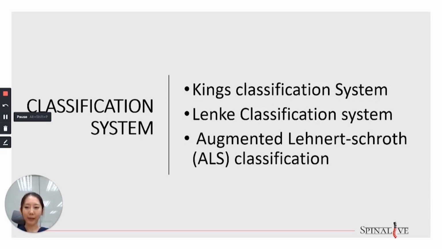So oftentimes we do classify scoliosis as a right thoracic curve or left thoracic curve, or levo and dextro. There are also other classifications, which are King's classification, Lenke's classification, and another one which is the augmented Lehnert-Schroth classification system. This one is mainly for people who are going through bracing. Specific bracing would be the Cheneau concept, the Gensingen brace. So this one would be the other component that I will talk about later.